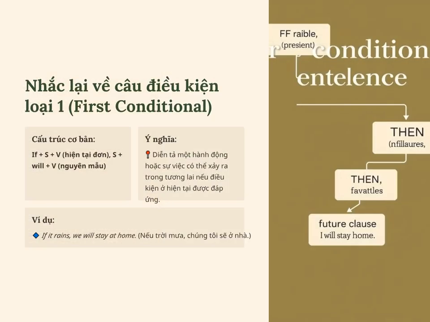Let's review the first conditional sentence. The structure is if plus subject plus verbs in present simple, subject plus will plus verbs in bare infinitive. It is used to describe real and possible situations in the future. For example, if it rains, we will stay at home.